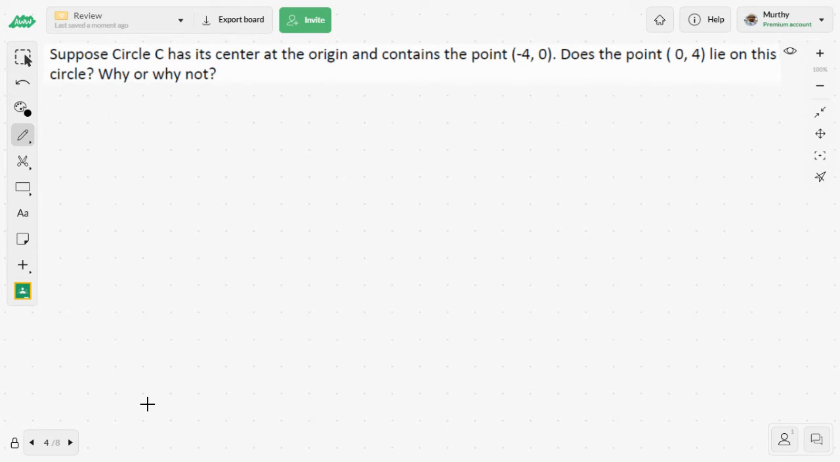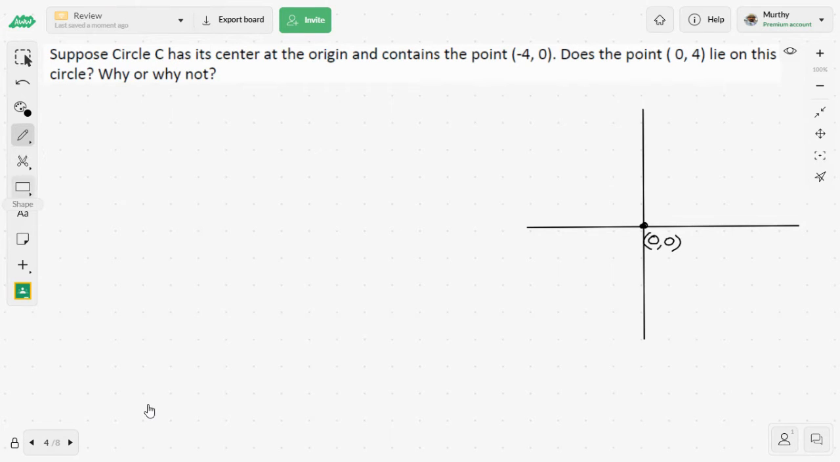Suppose a circle C has its center at the origin. So what does origin mean? Actually, if you take a graph sheet, the point where the x-axis and y-axis intersect, that point is known as the origin. You know that the value of this point is 0, 0. Right? So origin means this point is 0, 0.